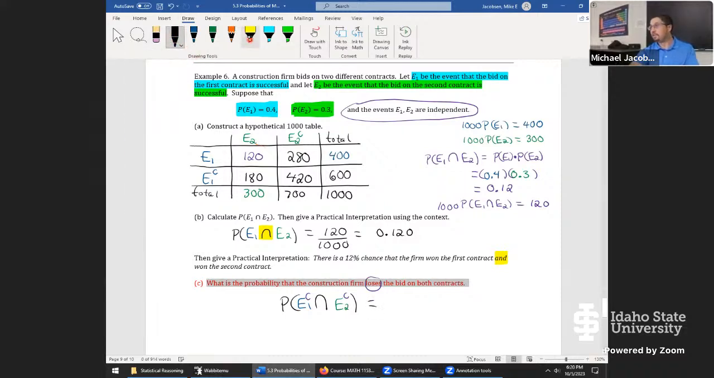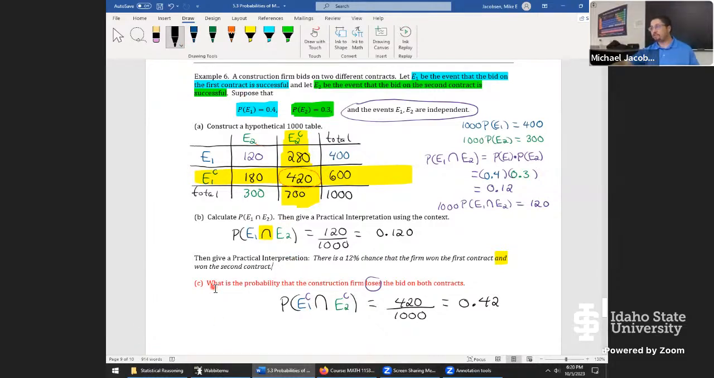Then going back to the table, I'll use the temporary highlighter to just find the right count. Go to E1 complement, that's this row. Go to E2 complement, that's the second column up here. And where the highlighting yellow overlaps, right here at 420, that's going to be our intersection count. So it'll be 420 right here, divided by 1,000. That means we'll have a probability of 0.42 on this question here.